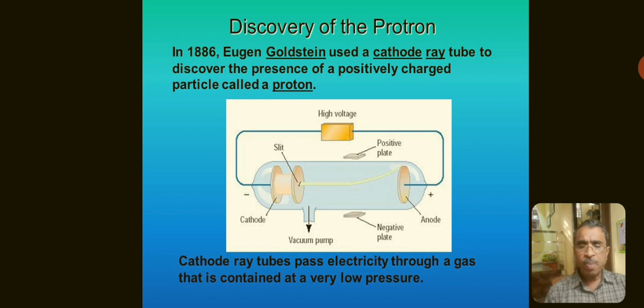The value of the positive charge on the particles constituting the anode rays depends upon the nature of the gas in the discharge tube. The value of the e/m ratio also depends upon the nature of the gas enclosed in the discharge tube.